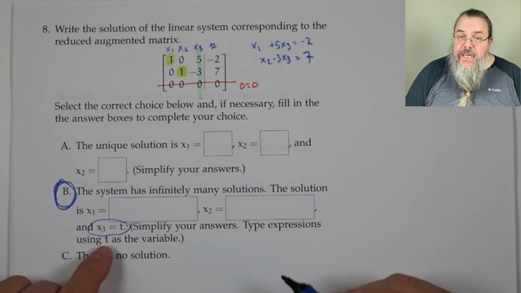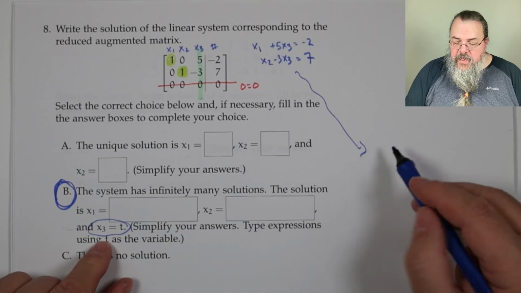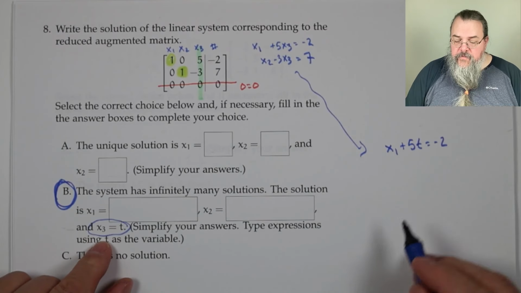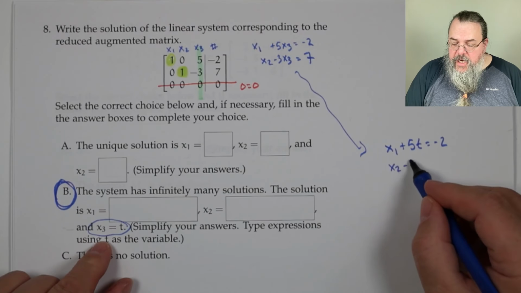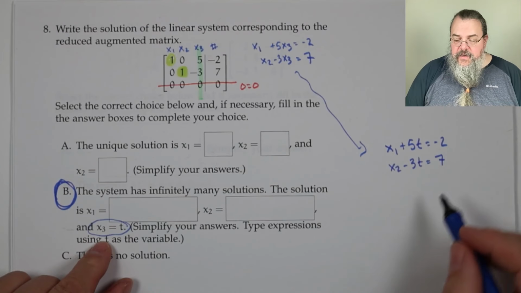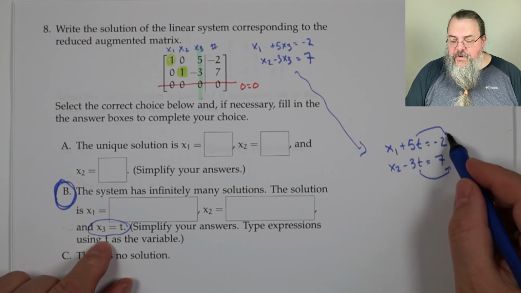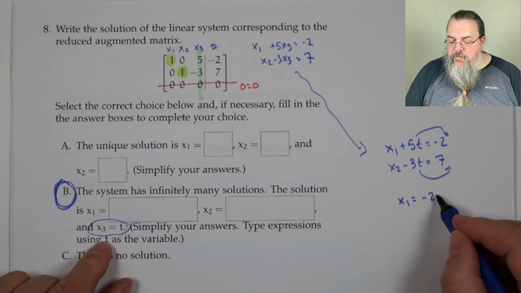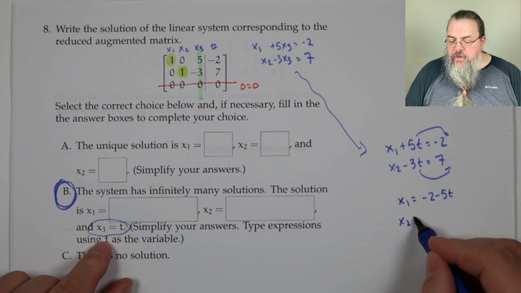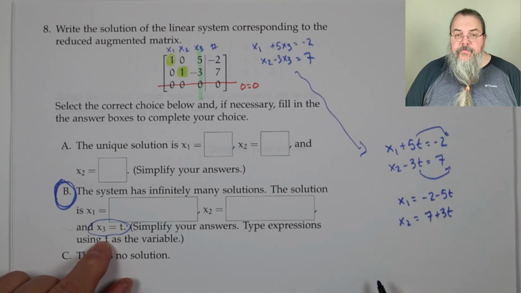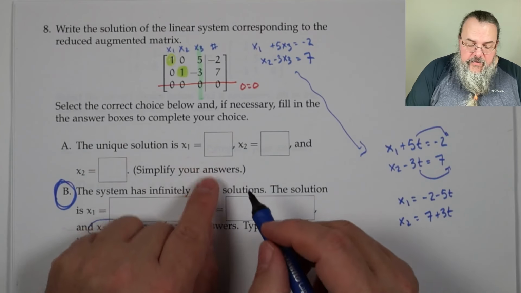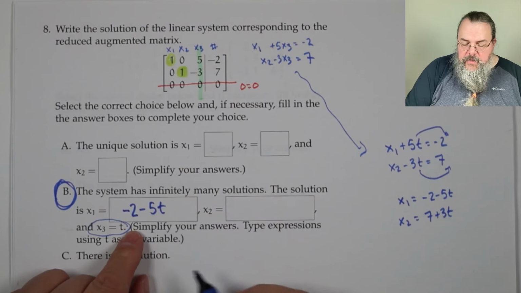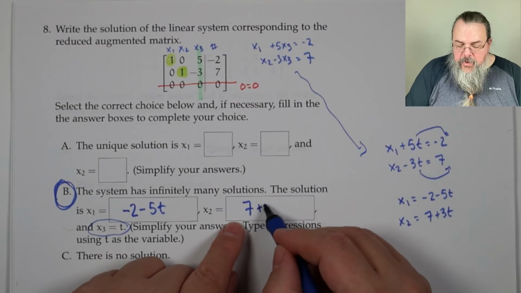So you say, oh, if x3 equals t, then this becomes what? x1 plus 5t equals minus 2. And x2 minus 3t equals 7. You move terms across. That says x1 is minus 2 minus 5t. x2 equals 7 plus 3t. And that's what goes into these slots. They've got to be in the right position. Negative 2 minus 5t for x1 and 7 plus 3t for x2.